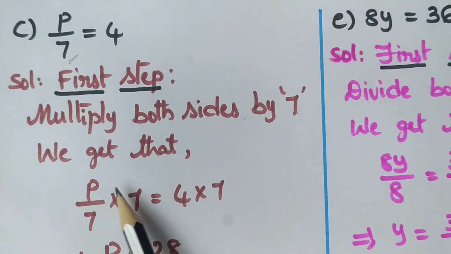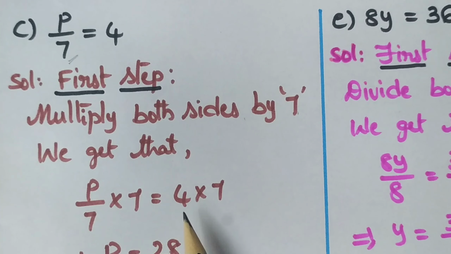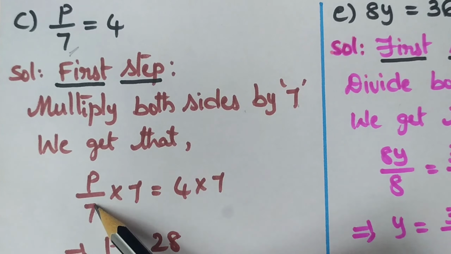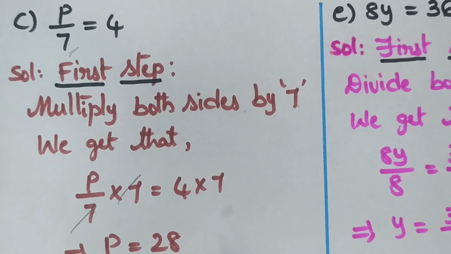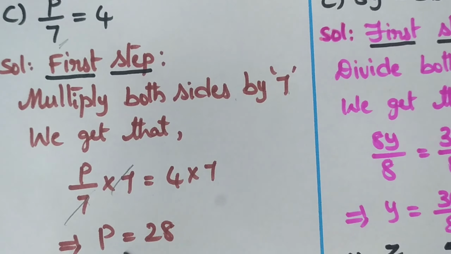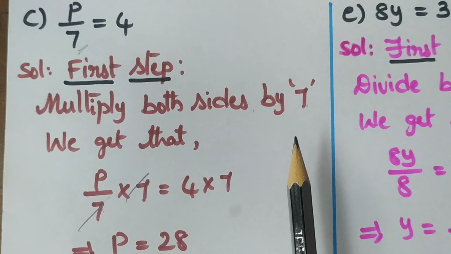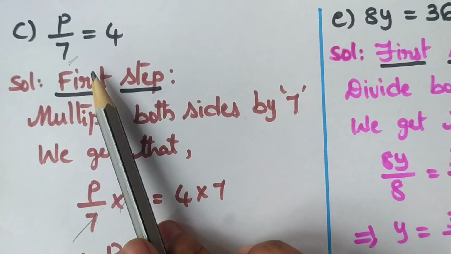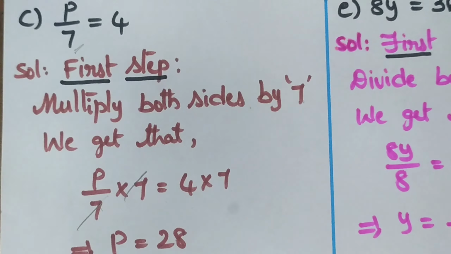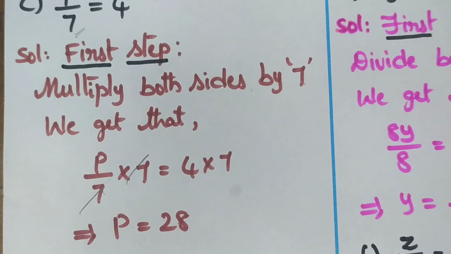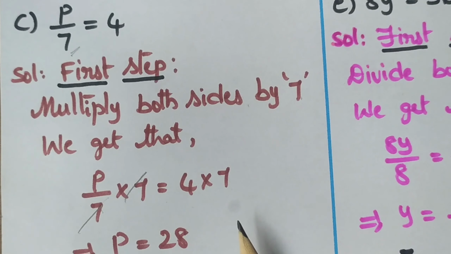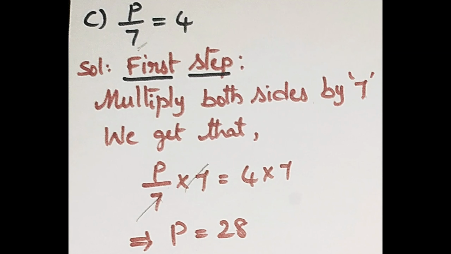Now we see here friends, P by 7 into 7 is equal to 4 into 7. Now here this 7 gets cancelled and now it is P is equal to 4 into 7. P is equal to 4 into 7 is 28. So it is P by 7 is equal to 4 where P equal to 28 is the answer. So with this C bit gets completed.